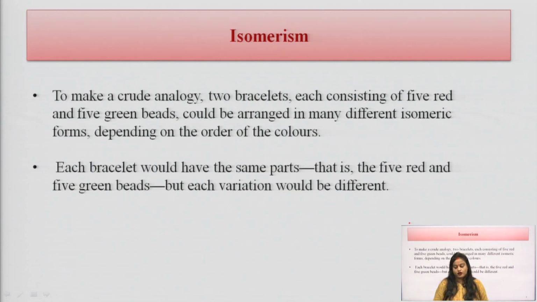To make a crude analogy, two bracelets each consisting of 5 red and 5 green bands could be arranged in many different isomeric forms depending on the order of the colors. तो एक एग्जाम्पल के तौर पे 2 ब्रेसलेट्स हैं और 5 रेड हैं और 5 ग्रीन हैं. उनकी नंबरिंग सेम है लेकिन उनको कलर के अकॉर्डिंग डिफरेंट वे में अरेंज किया गया है. Each bracelet would have the same parts, that is 5 red and 5 green beads, but each variation would be different.